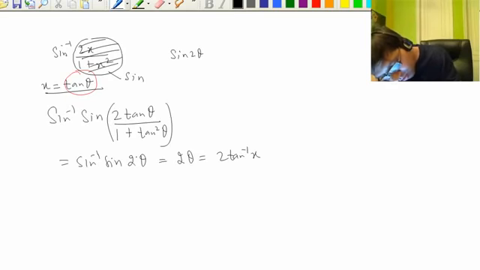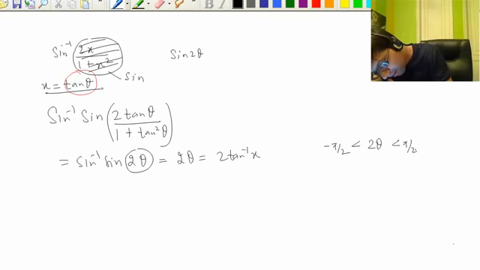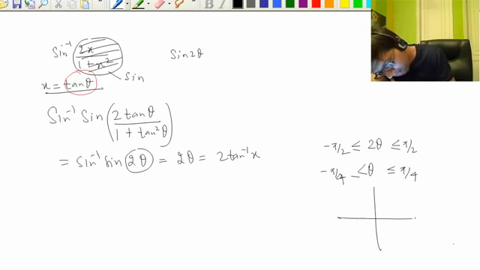But this is possible only when 2 theta lies in the principal value branch. 2 theta lies from minus pi by 2 to pi by 2, right, of the sine inverse x. 2 theta should be in the principal value branch of sine inverse x, then only we can cancel. So theta lies from minus pi by 4 to pi by 4, and from the graph of tan, if theta lies from minus pi by 4 to pi by 4, the corresponding values are from minus 1 to 1. So this means the definition is fine for x belongs to minus 1 to 1.